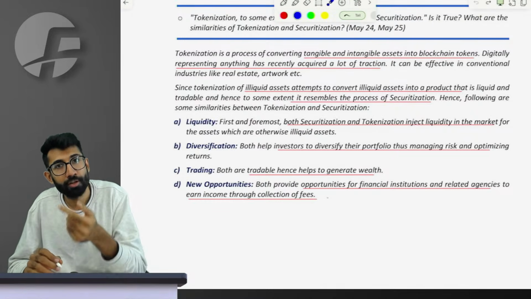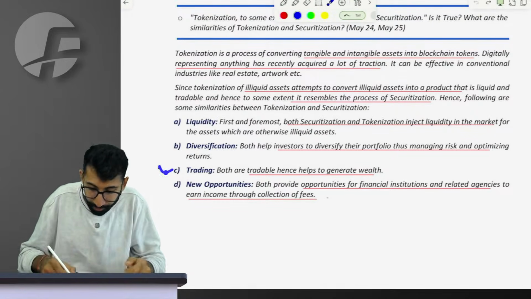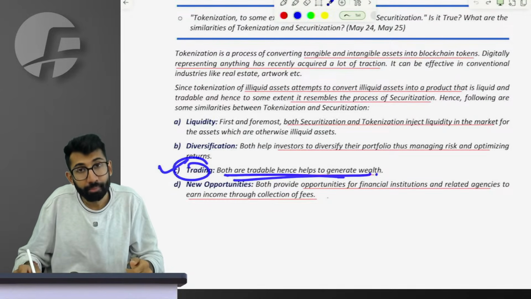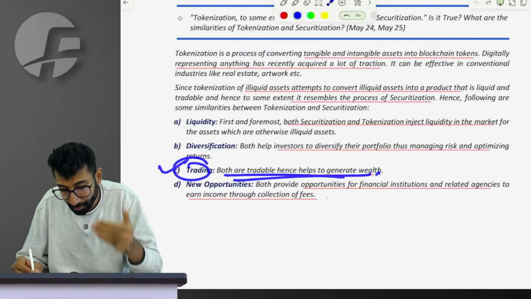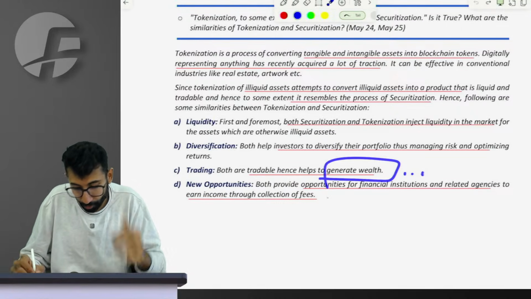If I want to invest in real estate, I buy that token. If you want to invest in commodity or artwork, buy that token. Then there is trading. Both are tradable, which helps to generate wealth in the market, right? The line is not absolutely correct, but as it is the line by the institute, we will have to consider it.